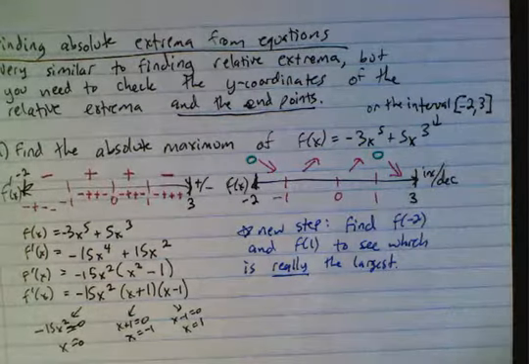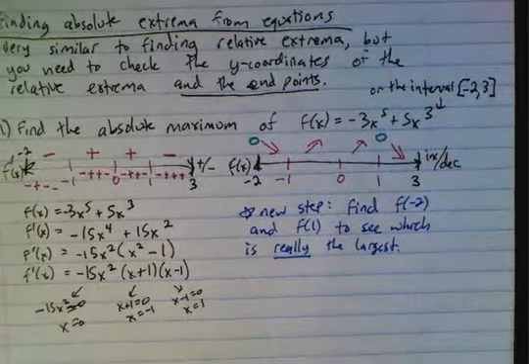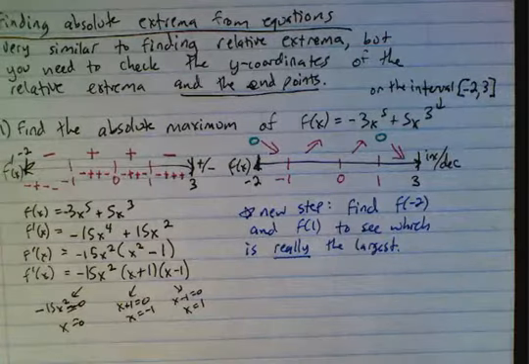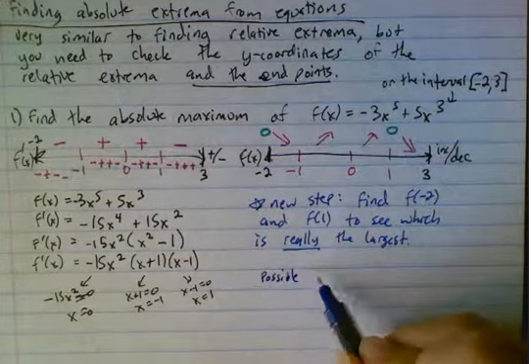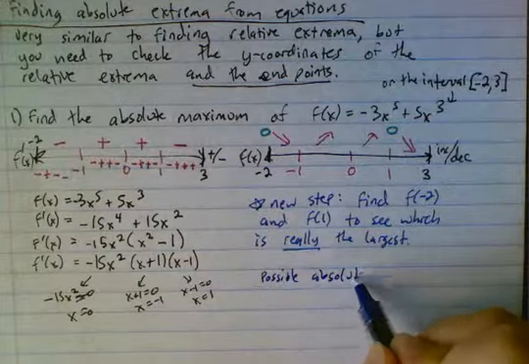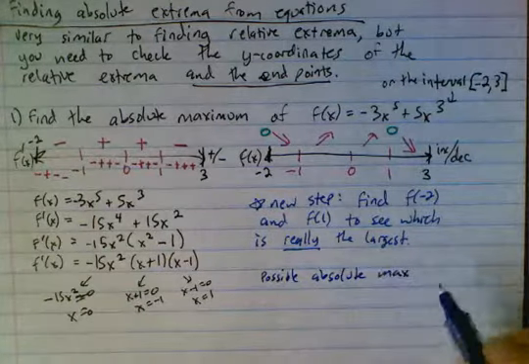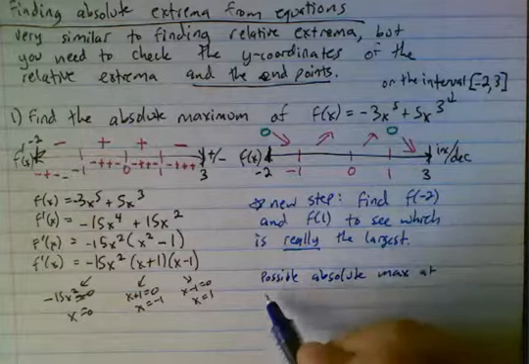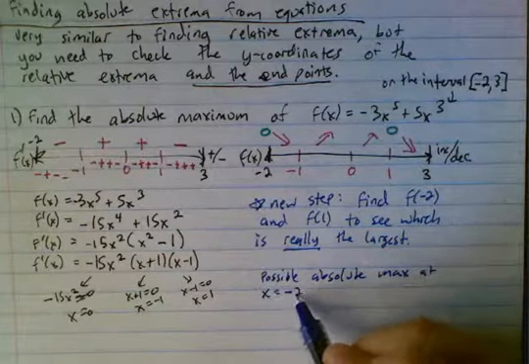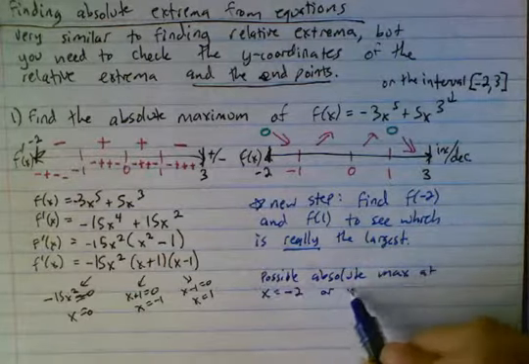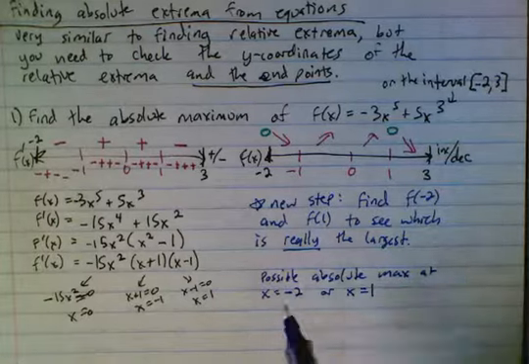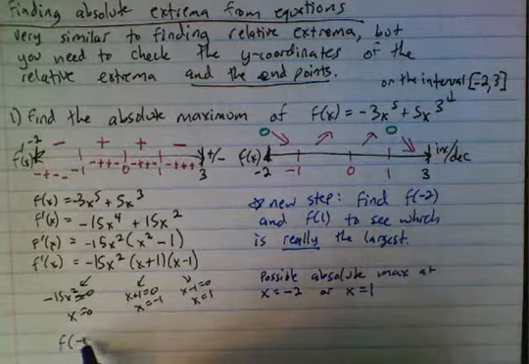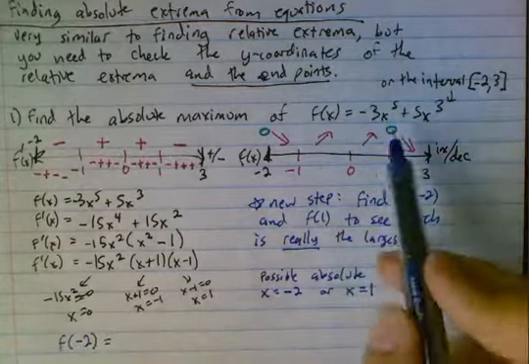It's kind of as if these are in a little boasting match. I'm the maximum, I'm the maximum. No, well, let's check and see. So, we have a possible absolute maximum at x equals -2 or x equals 1. So let's find them. F of -2.